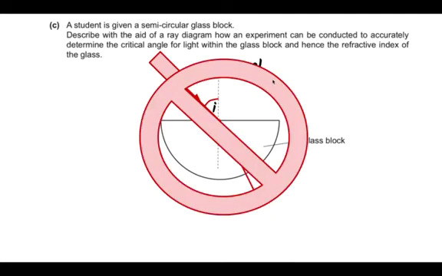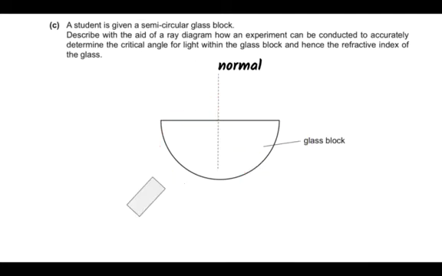So what you really have to do is have the ray box shining from below, striking the midpoint, crossing this boundary at 90 degrees so its direction is unchanged. Always put an arrow on a ray. A line without an arrow is not going to score you points. As it goes from glass to air, we're going to speed up and refract away from the normal.